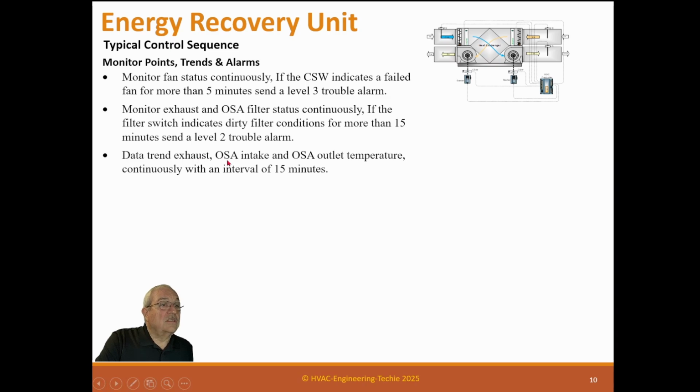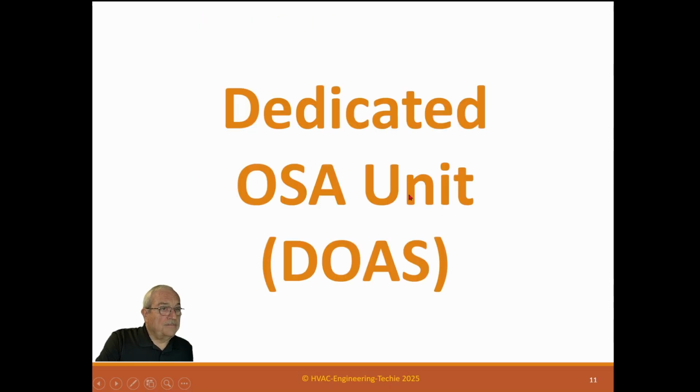Data trend exhaust, outside air intake, and outside air outlet temperature continuously with an interval of 15 minutes. This is how we tell if the unit's working correctly. With this window, you can just kind of see what's going on. The 15-minute interval is too long to do real diagnostics on the unit, but it tells you what's going on. And of course, this is the energy recaptured by the unit.